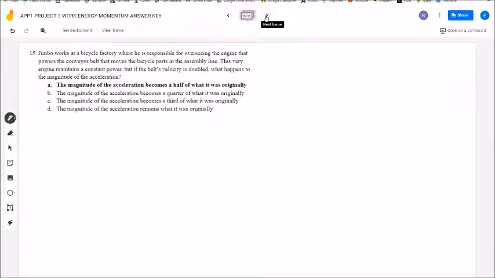Let's see what Jumbo's got. Jumbo works at a bicycle factory, where he is responsible for overseeing the engine that powers the conveyor belt that moves the bicycles in the assembly line. This engine maintains a constant power, but if the belt's velocity is doubled, what happens to the magnitude of the acceleration?